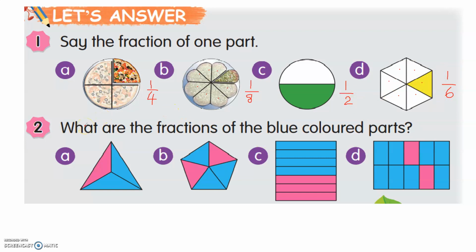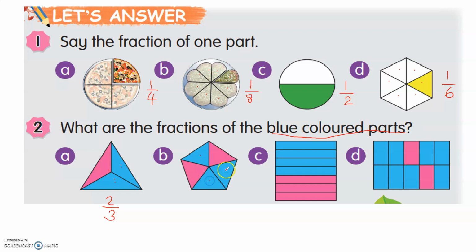Okay, second question. What are the fractions of the blue colored part? That means we should find it for the blue colored only. How many blue parts are here? 1, 2. The numerator will be 2 over the total parts, including the blue. 1, 2, 3. The answer for the denominator is 3. 2 over 3.